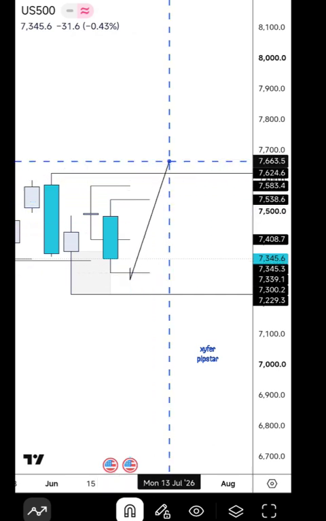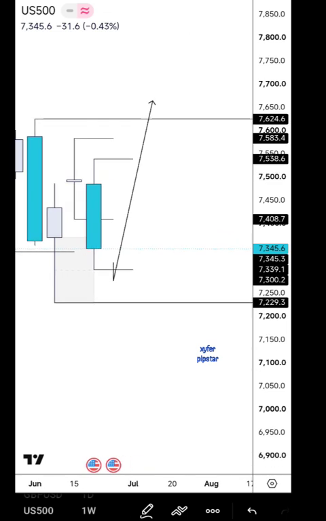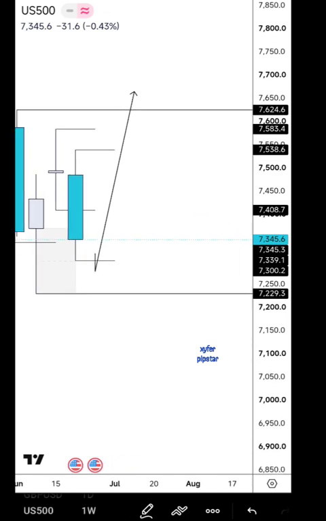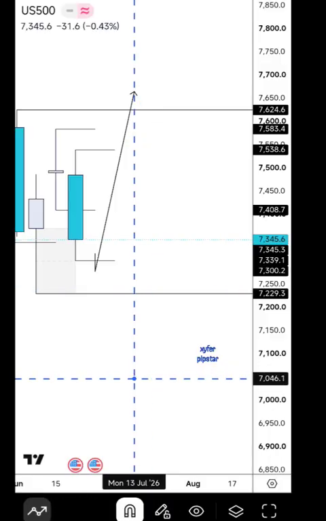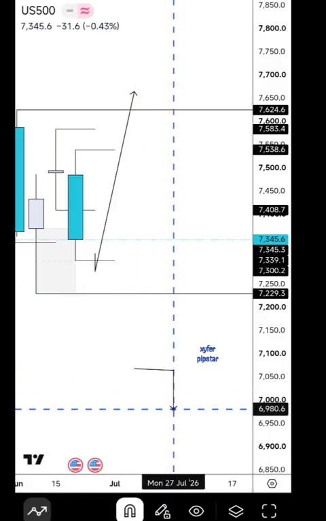And then we buy. So you're expecting the next week candle to open. This is what you're expecting the next week to play out like. Something like this.